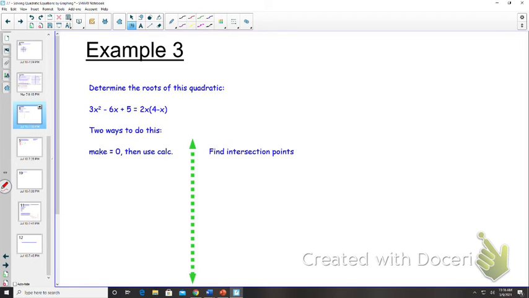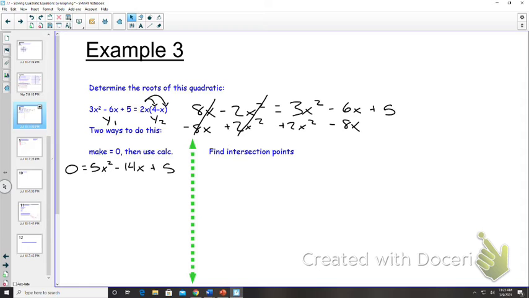So example 3, try this one on your own. All right, two strategies to do this. One, we can first expand this 2x(4 minus x), so it looks a little bit more like a quadratic, and then we can simplify and get it all to one side, so it is set equal to 0. So 0 is equal to 5x squared minus 14x plus 5.